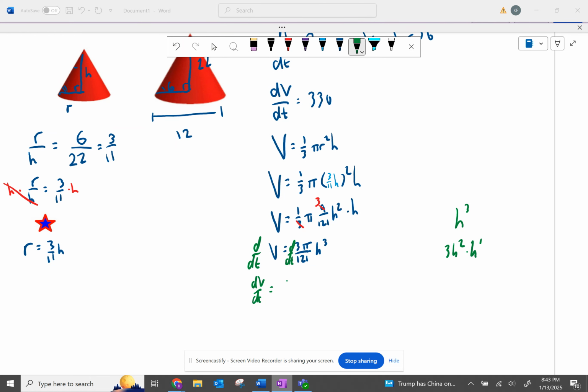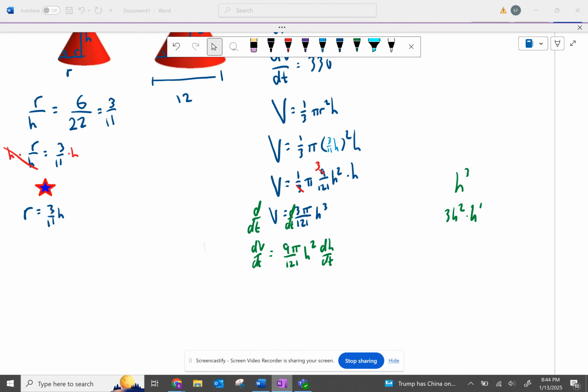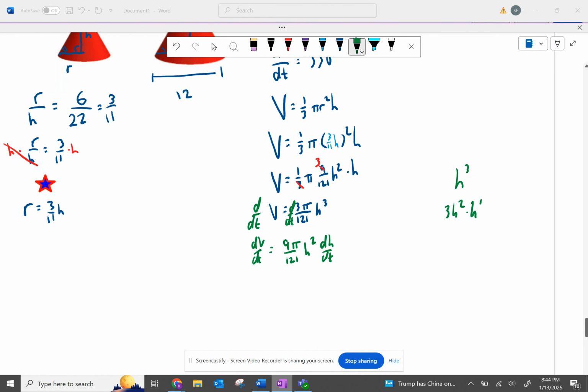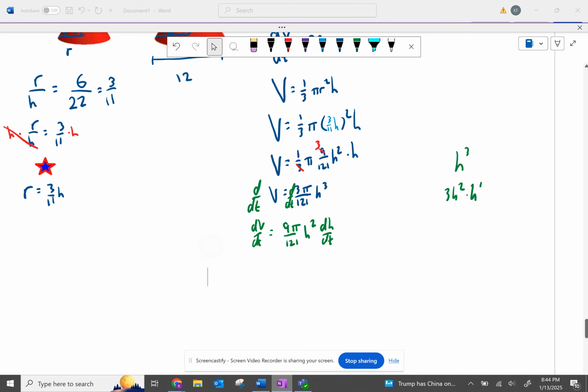3 times 3 is going to be 9 pi over 121 h squared times h prime, which I'm writing dh dt over here. So again, not a hard derivative. It's just h to the third. It's going to be 3h squared, but I know there's some fractions and pi in there, so it can be a little bit intimidating at first.